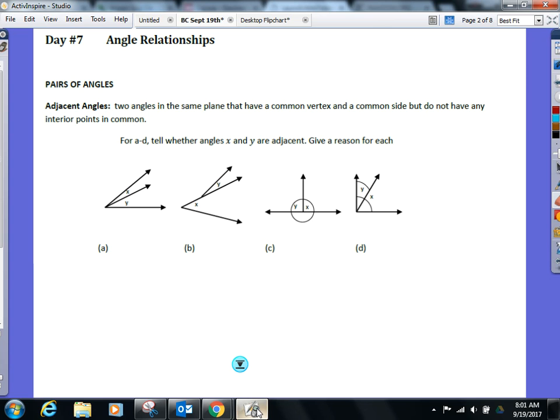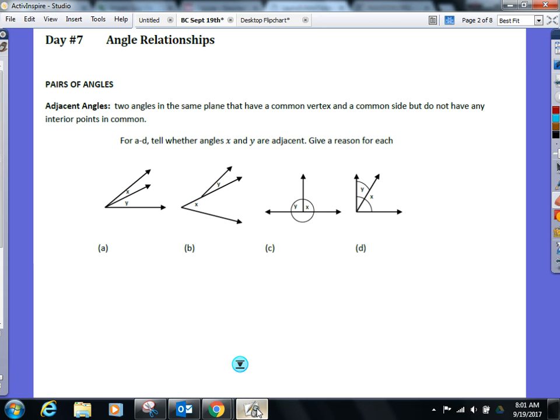All right. So for A through D, this is not a multiple choice. We're going to go through each and say, are angle X and angle Y adjacent to each other? They share the same vertex. They have a side in common, and there are no interior points that they share. So let's look at A. Do we think those are adjacent angles?